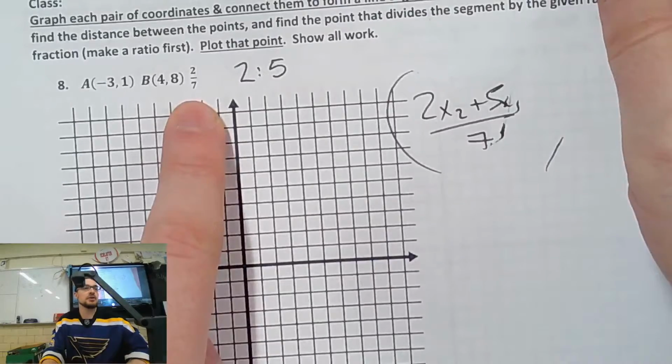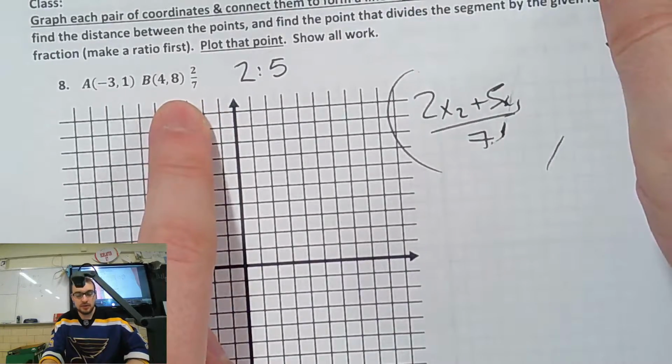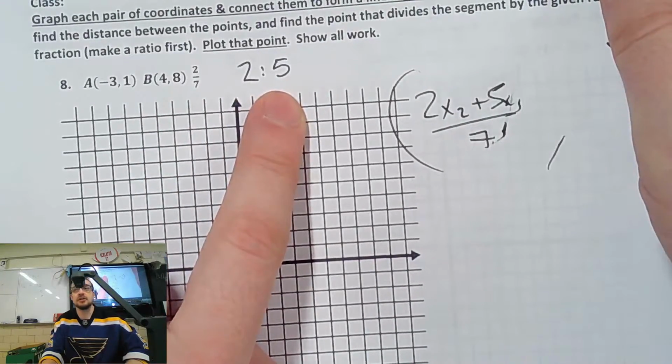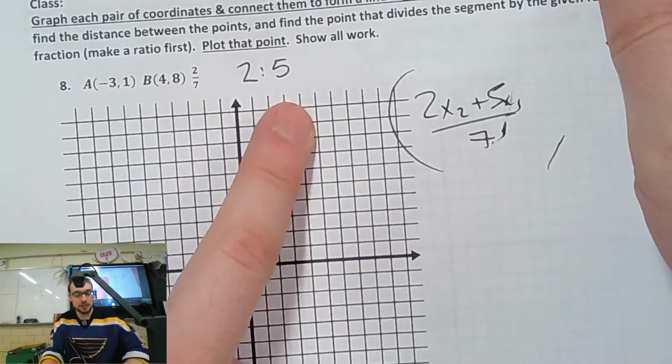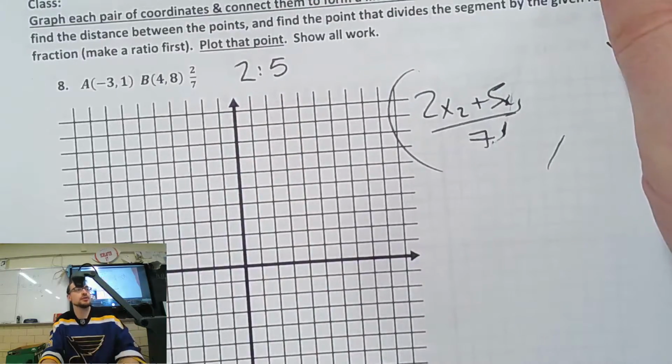This one wants you to find the point that's 2/7 of the way between A and B. So the ratio is 2-to-5. Does everybody see where I got that ratio from? 2/7 is a 2-to-5 ratio because it's 2 on one side, 5 on the other to make up 7 total.